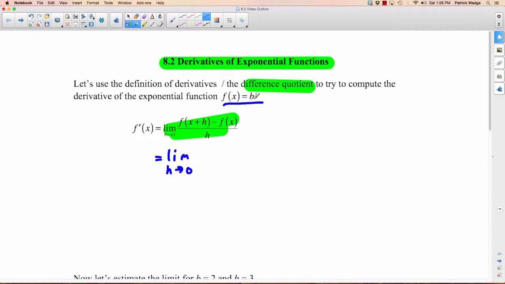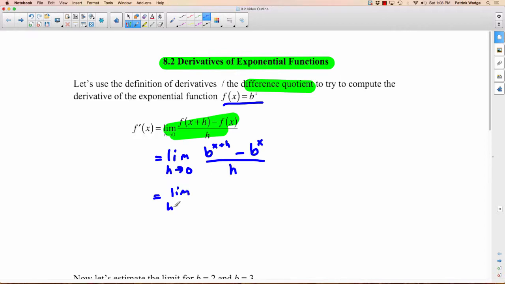So what does that mean? That means wherever I see x right here, I should put x plus h. So I would have b to the x plus h minus f of x. Well, f of x is just b to the x, so I'm going to put b to the x power here. And that's all over h. Okay, let's go another step.